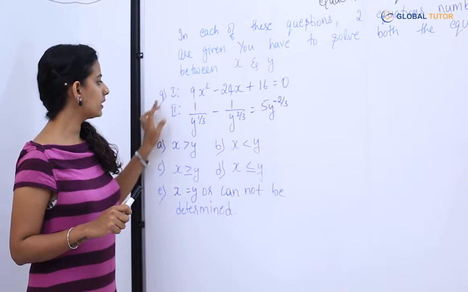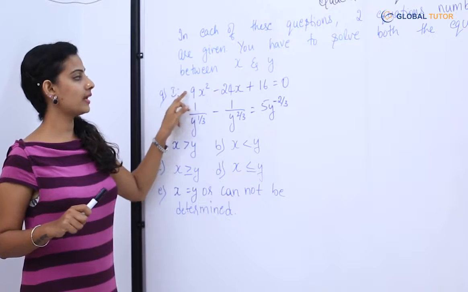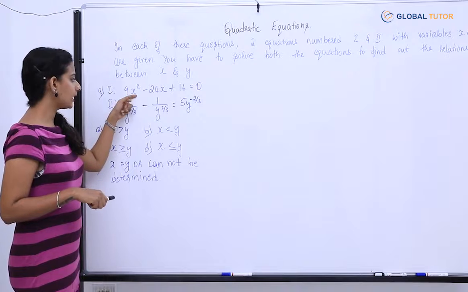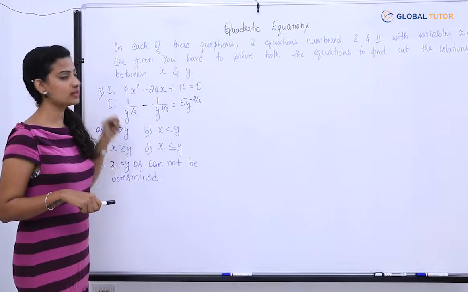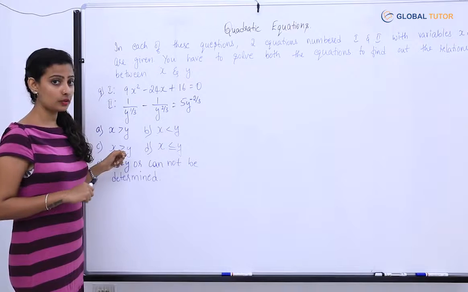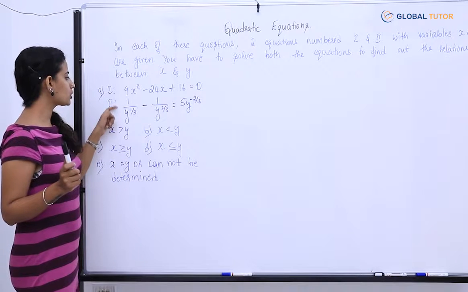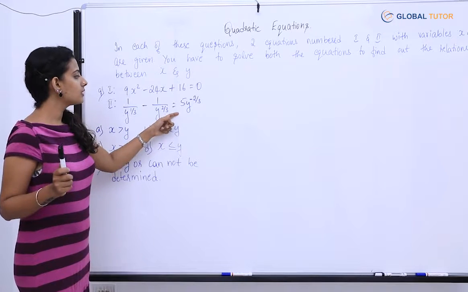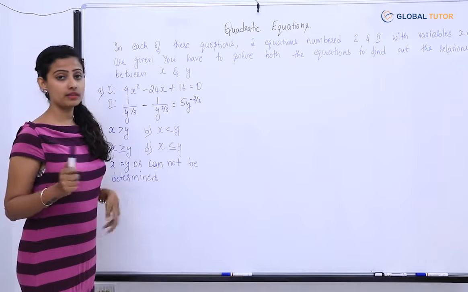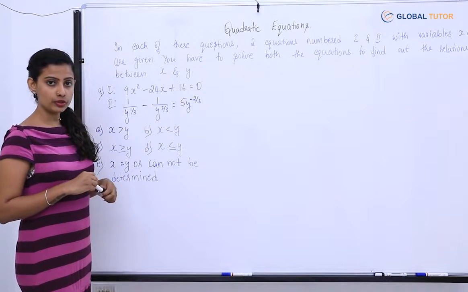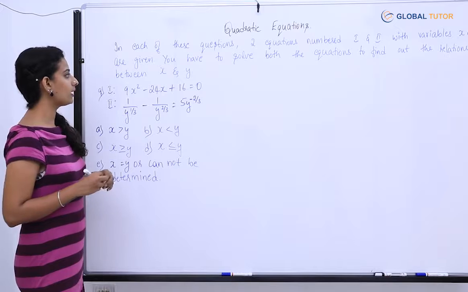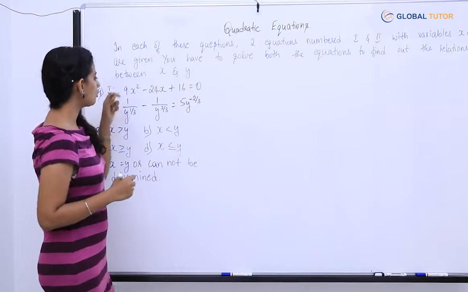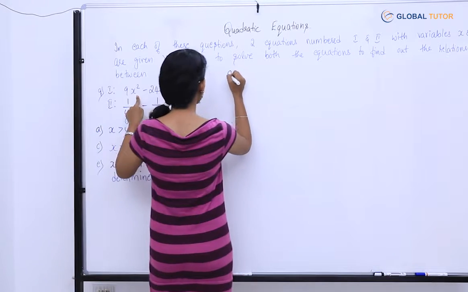If you observe these two equations, the first one, which is 9x square minus 24x plus 16 is equal to 0, is already in the form of ax square plus bx plus c is equal to 0, which is a quadratic equation. However, the second equation, 1 by y power 1 by 3 minus 1 by y power 2 by 3 is equal to 5y power minus 2 by 3, is not in the form of a quadratic equation. So how do we solve this? How do we get the values of x and y so that we can compare the relationship between x and y? So let us first solve the first equation to find out the value of x.